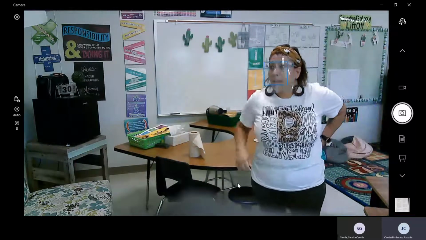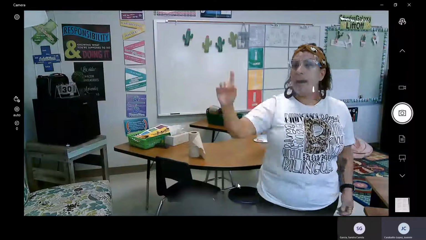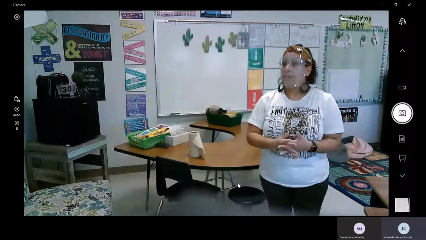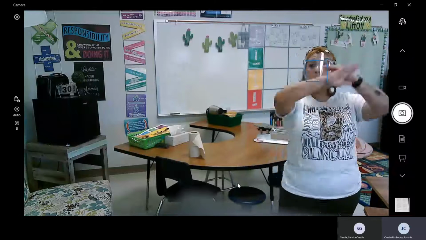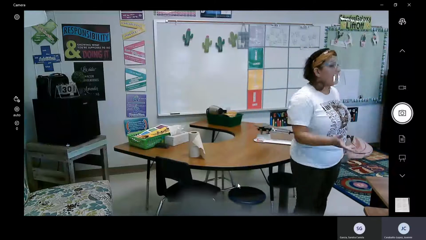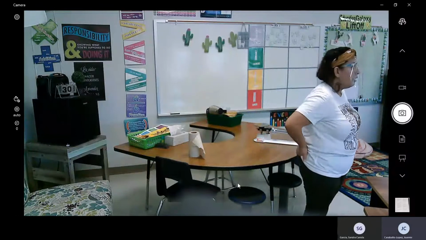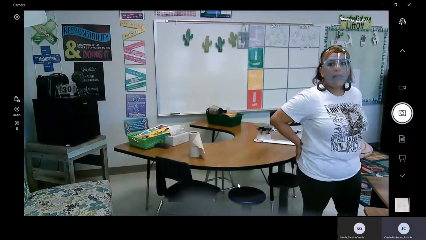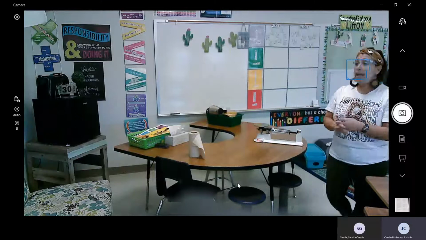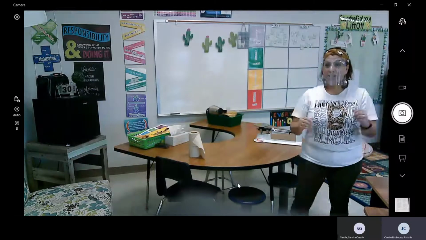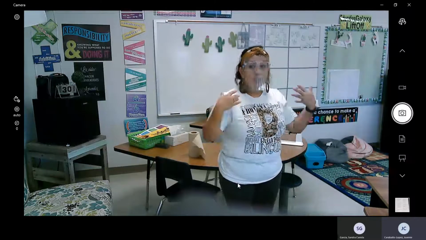So the objective for today is 4.5a, and it says I can identify matter based on physical properties of magnetism. Okay, but we're going to look at physical properties in general. Does someone know what a physical property is? Yes, ma'am. Like solid or liquid? Okay, like solid, liquid, or gas. But if we're talking about physical properties, let's talk about physical properties.